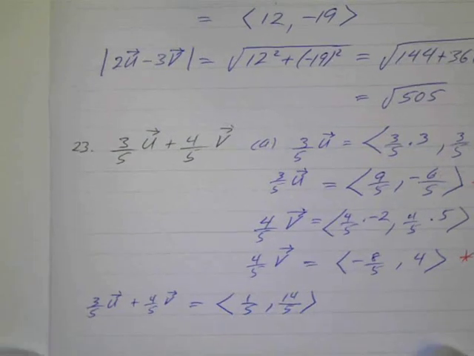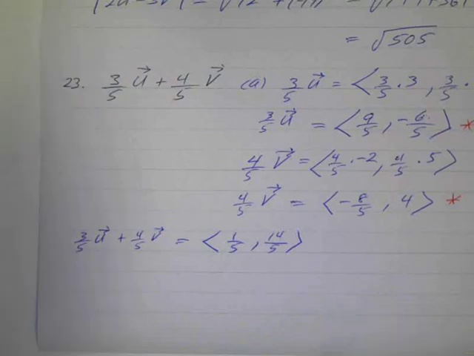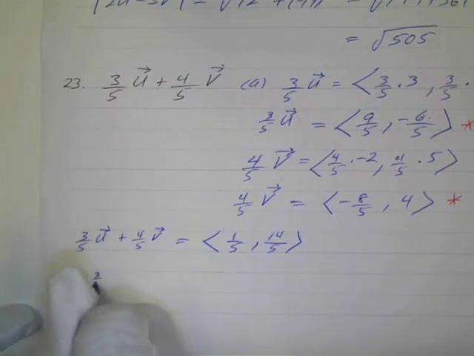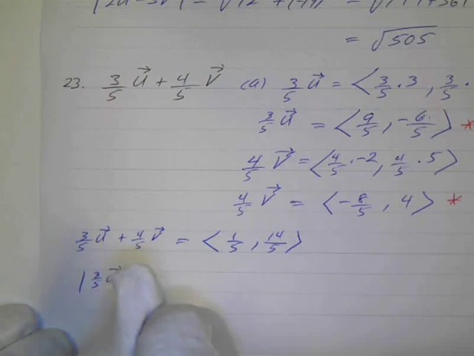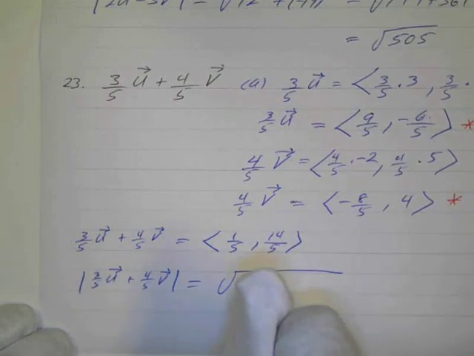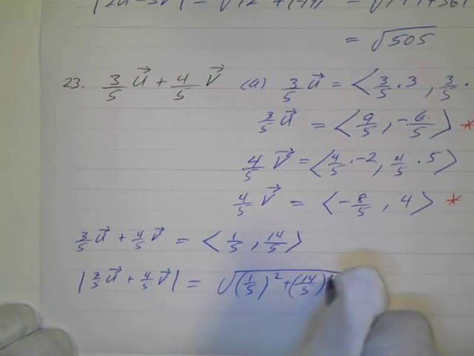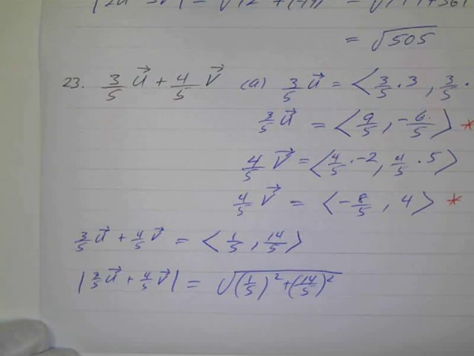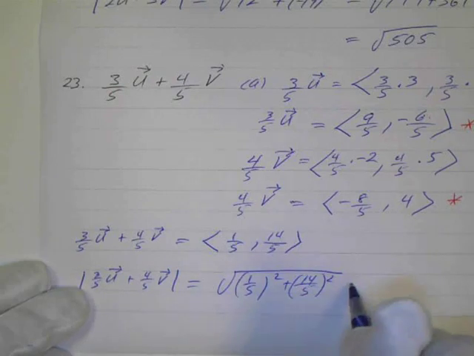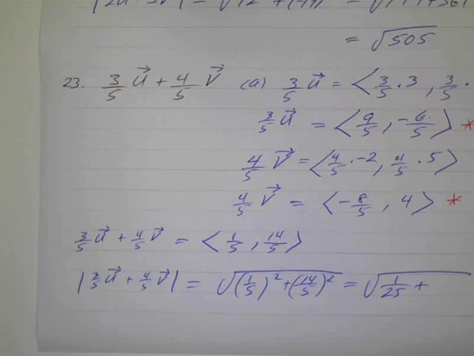Now we want to find the magnitude of this vector, so we've already got our a and b, so that's not too bad. We just have to put this in radical form, which might be a little bit of a pain. So we want the magnitude of 3/5 of u plus 4/5 of v. That's just going to be the square root of 1/5 squared plus 14 over 5 squared. So that's the square root of 1 over 25 plus 14 squared over 25. 14 squared, just to play it safe, is 196.